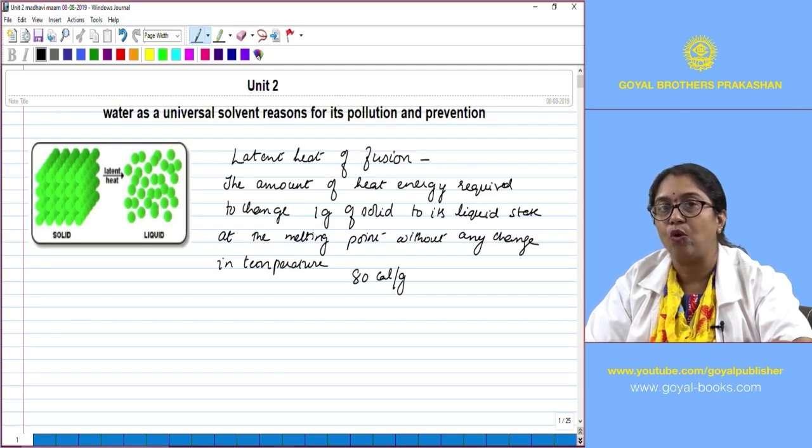Why is it that we keep these cool drink bottles in ice to cool them? The reason is the latent heat of fusion of ice is very high, and for every gram of ice to melt, it will withdraw 80 calories of heat from the contents. So it is going to bring about cooling of the contents of the cool drink bottle or the water bottle.